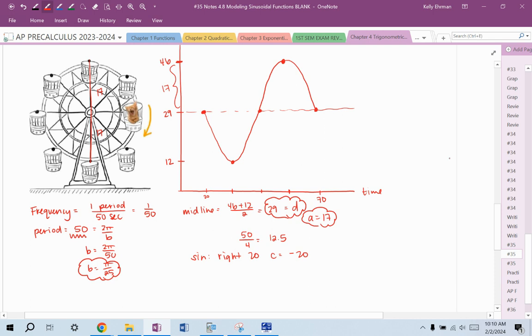So when we write this, we have a model of time. Write the equation for B of t, because it's Bill, the kitten. So B of t equals negative 17 times the sine of pi over 25 times x minus 20, and the midline was plus 29. This models Bill's height at any given time.